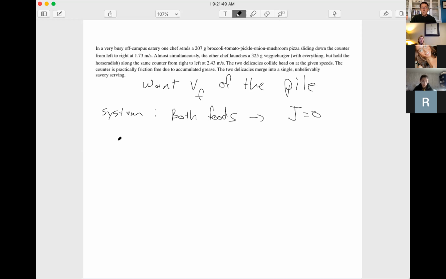All right, so then the impulse is 0. I'm going to say delta P for the system is 0. So I'm going to say the momentum before is the momentum after.